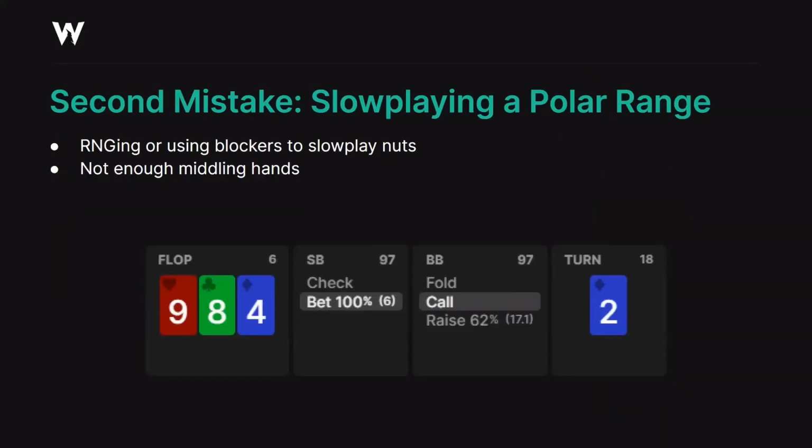So let's talk about the second mistake, which is slow playing too much with a polar range. Okay? This is common for people who RNG or use blockers to slow play with the nuts, right? The same way that we looked at the spot before and we talked about how to play with blockers in order to have enough slow plays. If you apply that here, it's just going to be wrong because you don't have those middling hands in range. Okay.